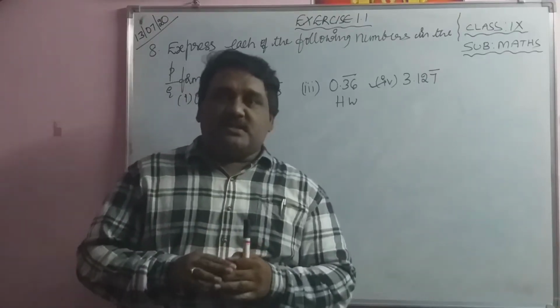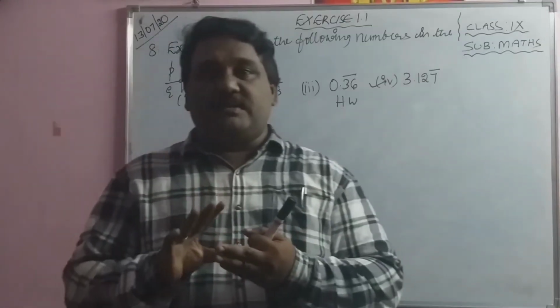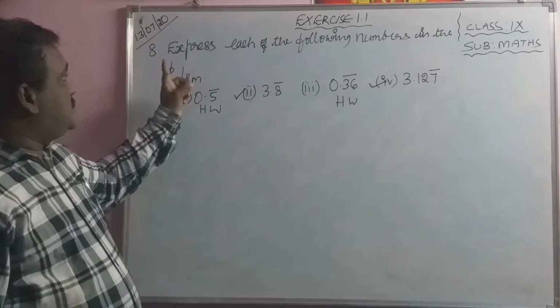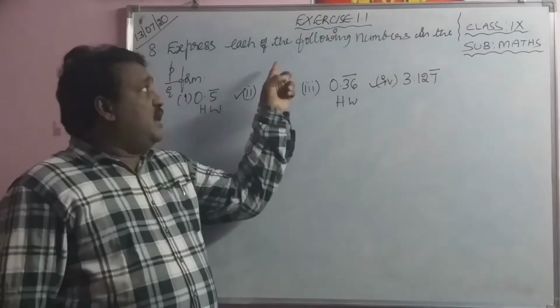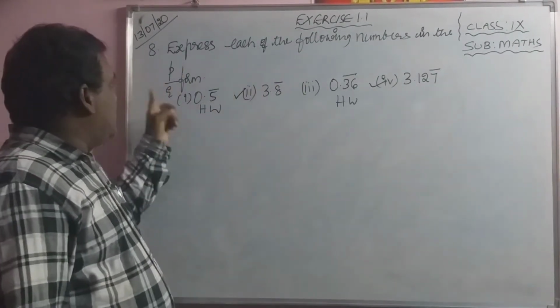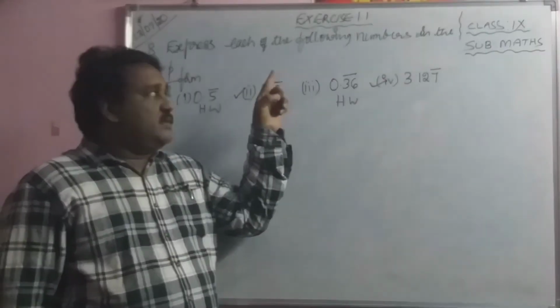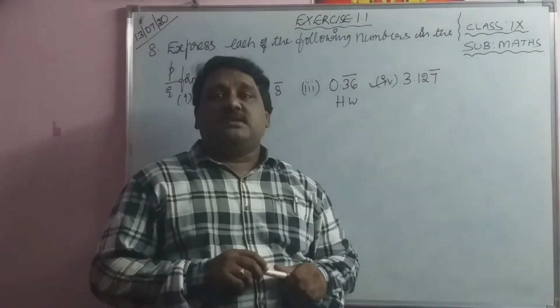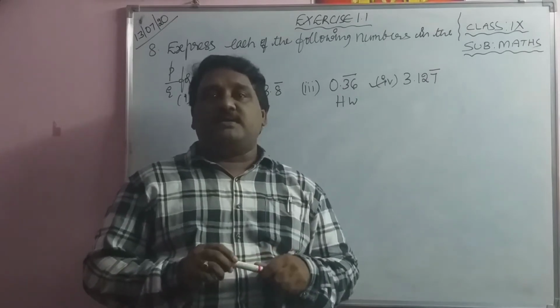In the last class, exercise 1.1, 7 sums were completed. Now write down the 8th sum. What is problem number 8? Express each of the following numbers in the p by q form. See the heading? Express each of the following numbers in the p by q form.